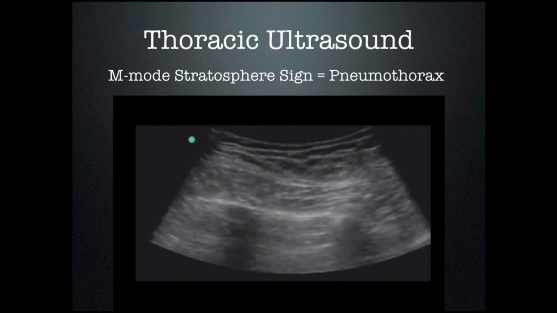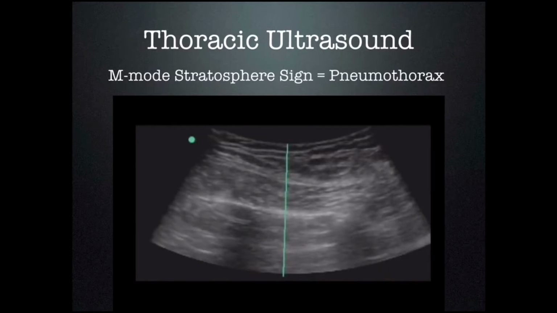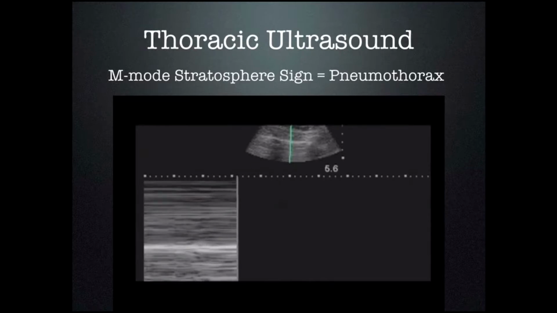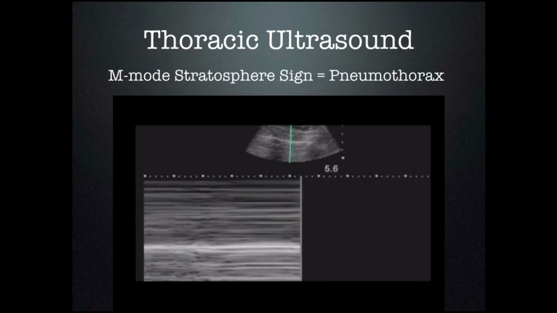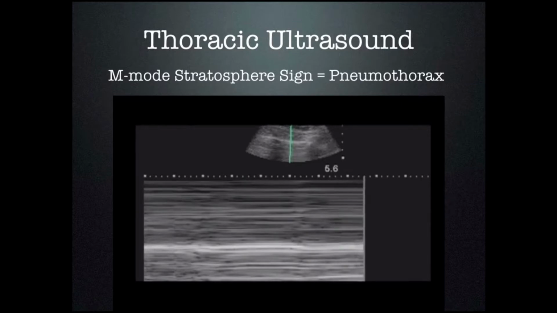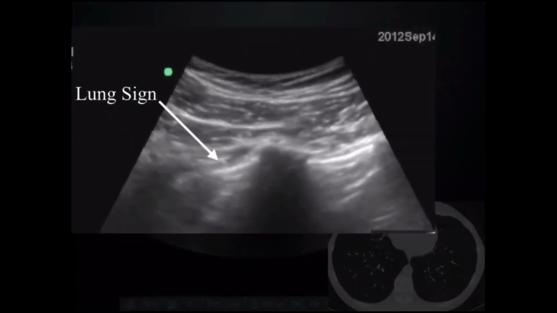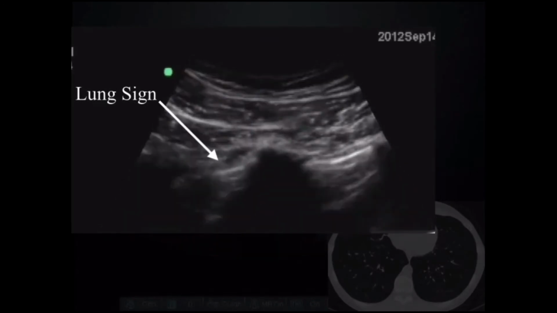One more time. We have our probe across the ribs, place our M-mode line through the pleural surface, and we watch how it occurs. Here we have just horizontal lines. This is called the barcode sign or pneumothorax. If we look here, we can see a sliding lung sign.